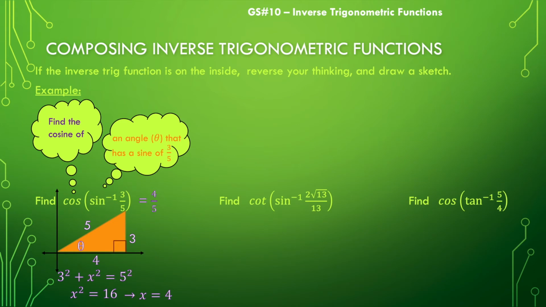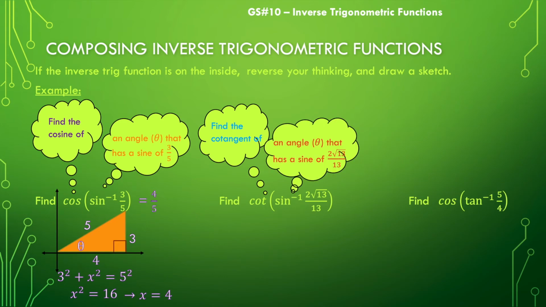Find the cotangent of sine inverse of 2 rad 13 over 13. All right, so this is really saying find the cotangent of an angle theta that has a sine of 2 rad 13 over 13. So we're going to go ahead and draw our triangle in that first quadrant because the y is positive here, right? We know this is going to be in the first quadrant, so we're going to draw it that way, and then label it appropriately.